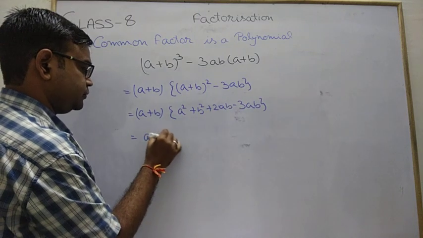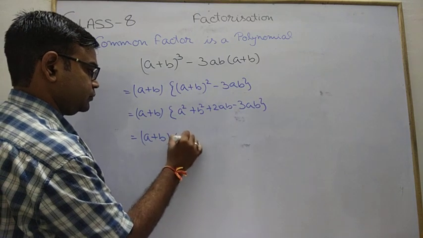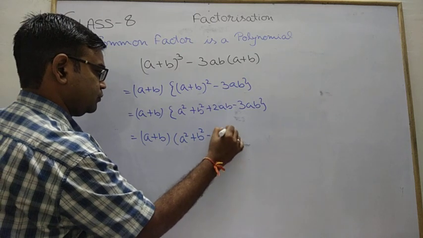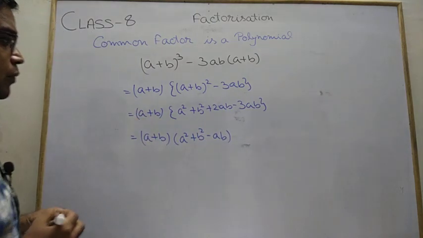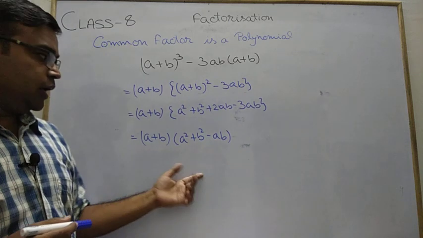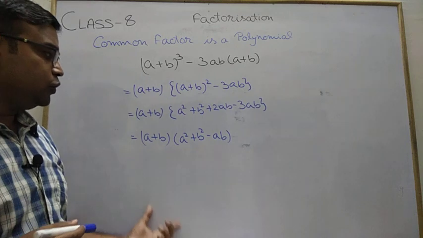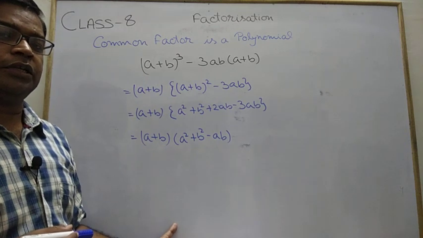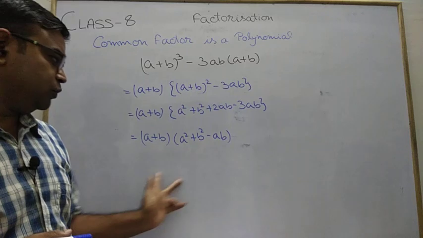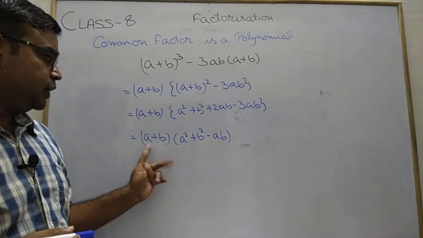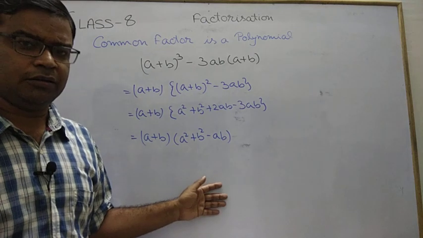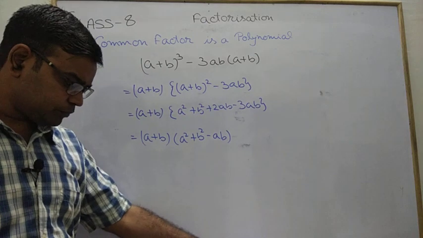What we have? This is your factorization. If you multiply these two, you have another thing in your picture, that is a cube minus b cube, or a cube plus b cube, whatever the answer is. It's the sum of cubes formula that we will discuss in a higher part, next part.